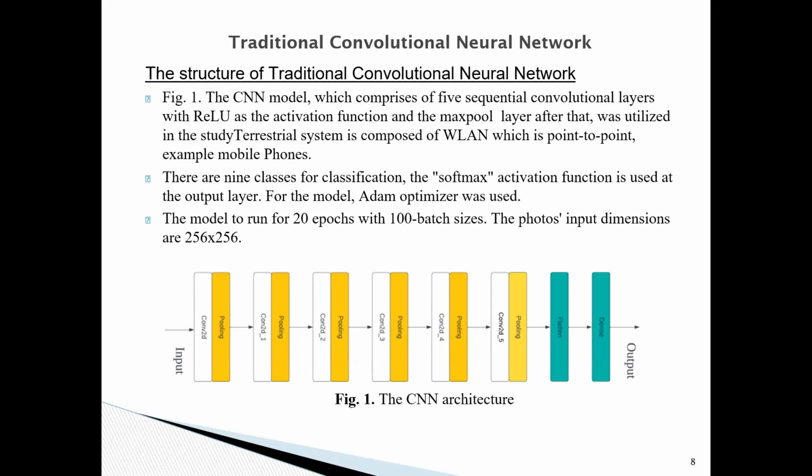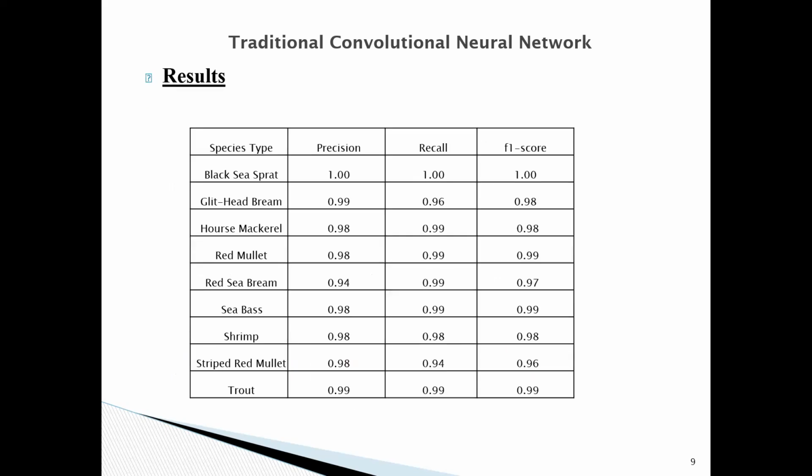When we come to the layers, each convolution layer consists of pooling. We have used max pooling everywhere. After flattening, the dense layer is introduced to find the dominating factor and identify which type of fish it is. When it comes to results, these are the different results for different species: the precision, recall, and F1 score of each species.